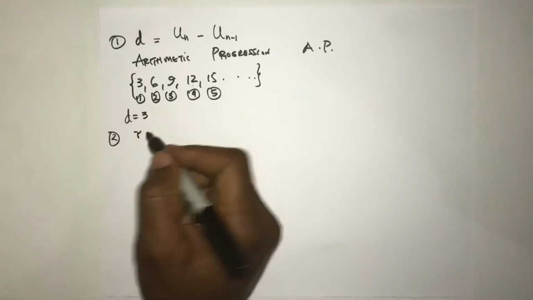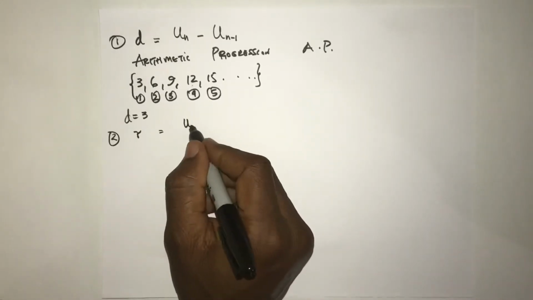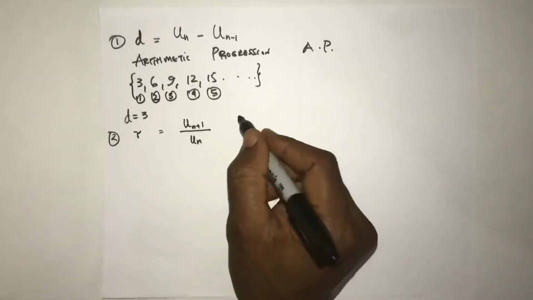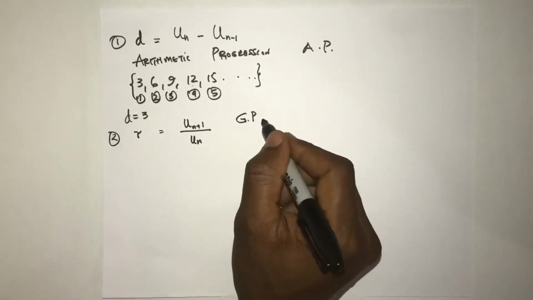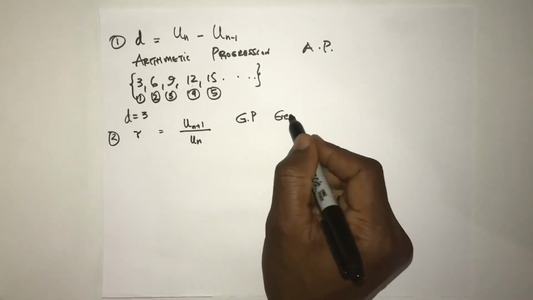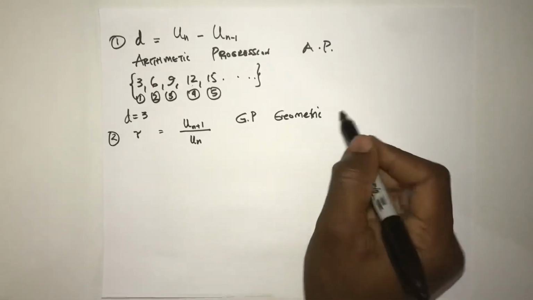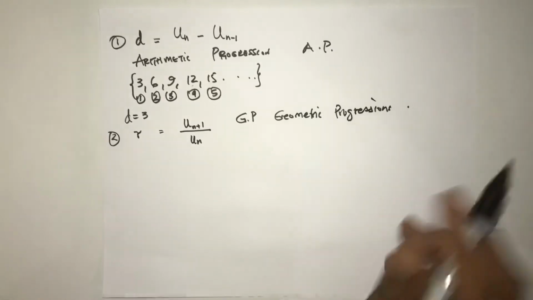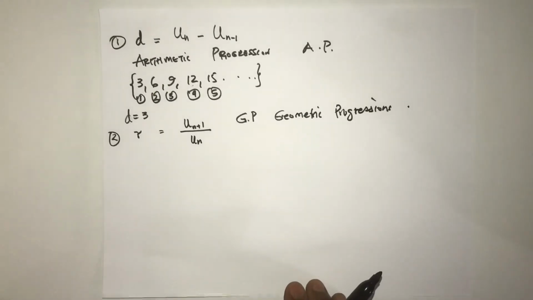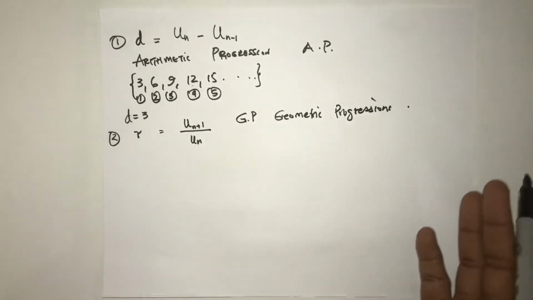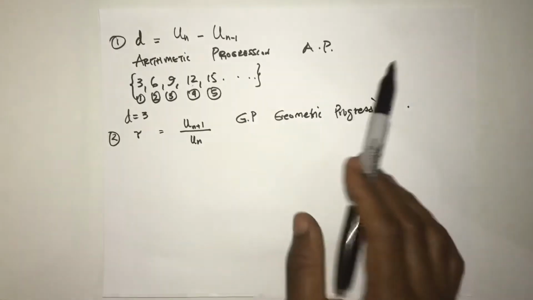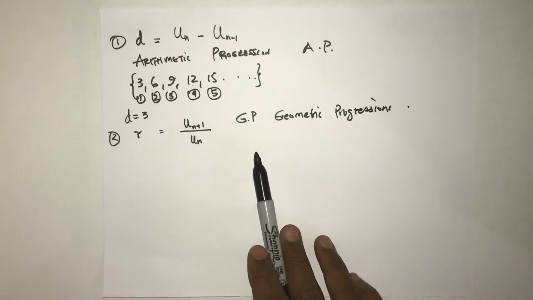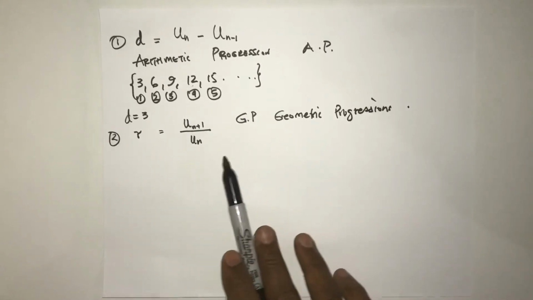The second type is one that differs by a common ratio, and we call that common ratio r. This common ratio is generally denoted as U_(n+1) divided by U_n. These are called GPs, which are geometric progressions. Geometric progressions are geometric sequences. Likewise, arithmetic progressions are arithmetic sequences. So these generally differ by a common ratio.